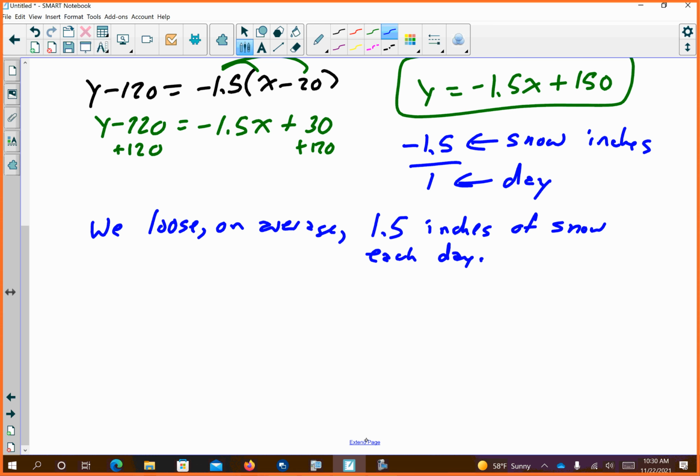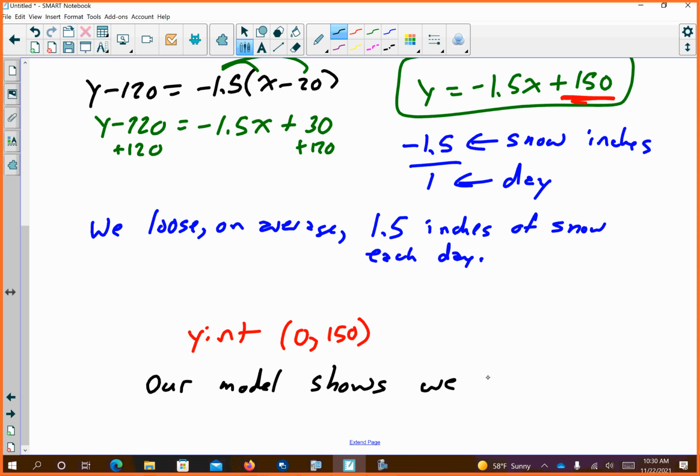Okay? And then what are the coordinates of the y-intercept? So the y-intercept, we have 0, 150. Okay. Hey, friends. What does this mean in the context? What our model shows, we have a 150-inch base on the first day of spring.